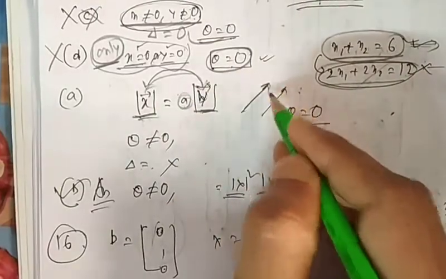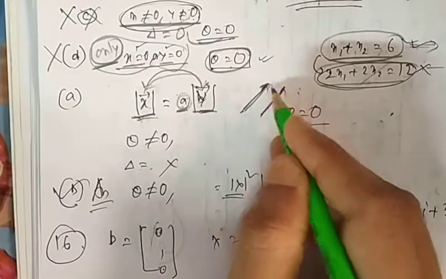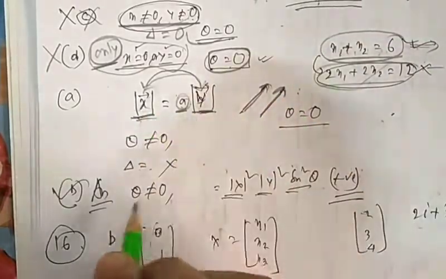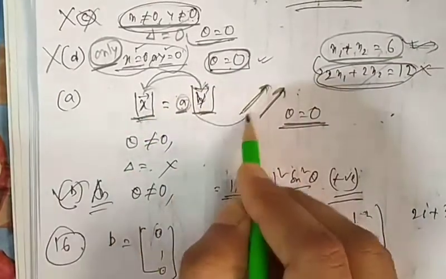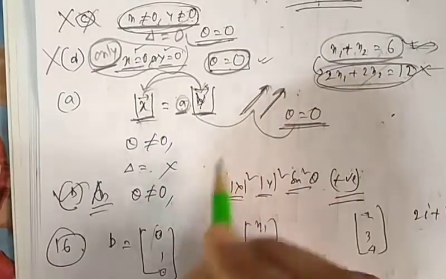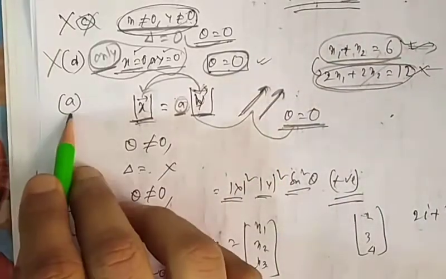That means the two vectors are parallel. If it is just multiplying with a scalar, the direction remains the same. So these two vectors, x and y, are parallel vectors. And then theta is 0 if the vectors are parallel. So linearly dependent means they are saying parallel, and parallel means theta equal to 0. This is the main thing they have given in option A.